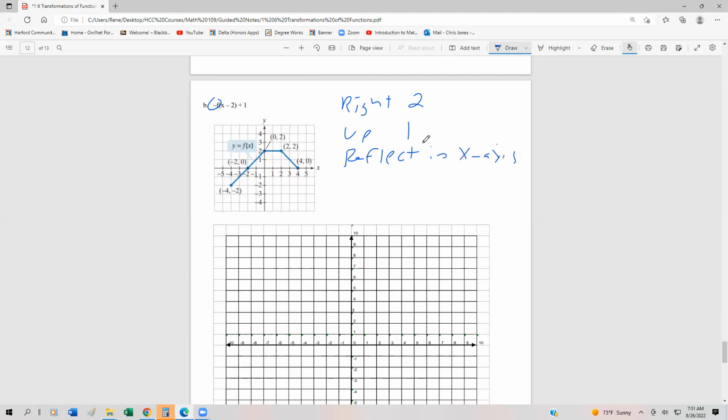But since we're moving it up 1, really what we're going to be doing is reflecting it in the line y equals 1. So when we do this reflection, I'll show you what that means. Basically what we're doing is taking this line y equals 1, and flipping everything over that line. That wasn't a good drawing of y equals 1, but right here would be a better line. So this up 1 is going to help us to determine where the function really is being reflected.